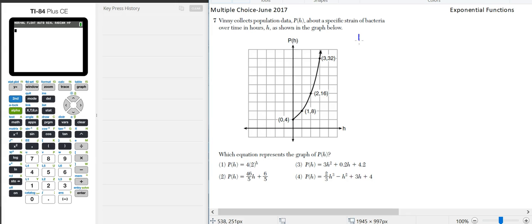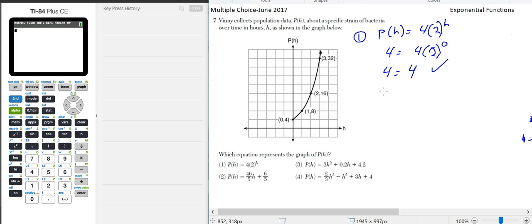So let's start with choice 1. The equation for choice 1 is P of H is equal to 4 times 2 to the H. And let's start with the point 0, 4. So P of H is going to be 4, and then we have 4 is equal to 4 times 2, and then H is 0. 2 to the 0 is 1. So 4 times 1 is 4. And 4 is equal to 4, so the point 0, 4 makes this equation true.